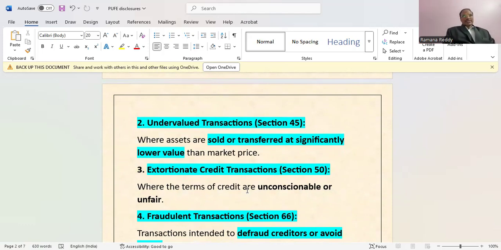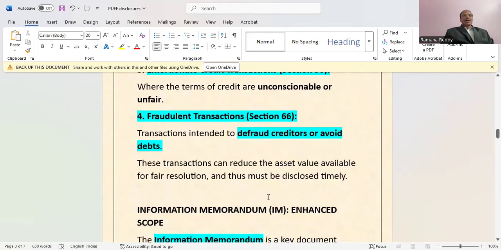Then what is a fraudulent transaction? Section 66, transactions intended to defraud creditors or avoid debts. These transactions can reduce the asset value available for a fair resolution and must be disclosed in time.